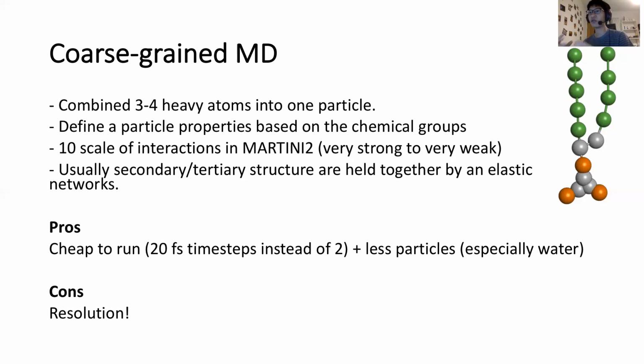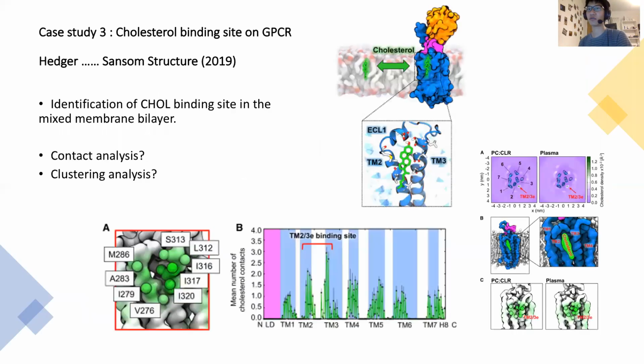Of course, because we are coarse graining, we are limited by something called the resolution limit. So instead of seeing exactly which oxygen of the phosphate is interacting, we end up with just one phosphate bead. So we are trading off resolution, but it is perfect for identifying a lipid binding site unbiasedly, which is the example I am going to show here. This is work done by George Hedger in Mark Sansom's group, where he is looking at a cholesterol binding site in the protein.